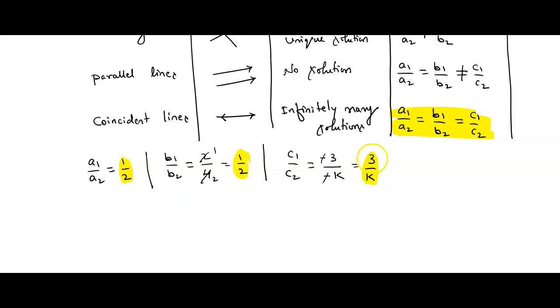So what we have to do if we have to find k: in both the answers you can select any one answer. 1 by 2 is equal to 3 by k. Cross multiply: k into 1 becomes k, equal to 2 into 3, which becomes 6. 2 threes are 6. So what is the value of k? The value of k is 6.